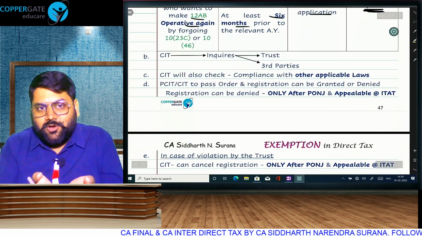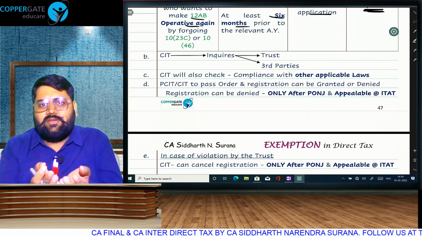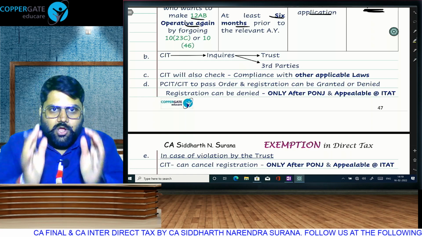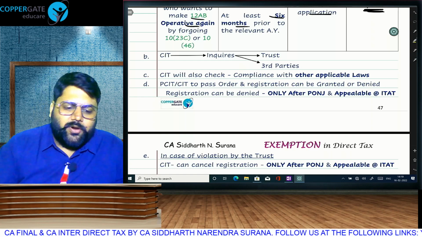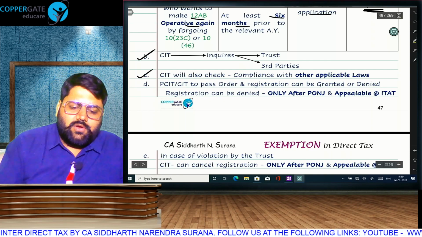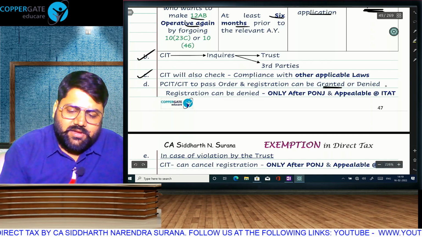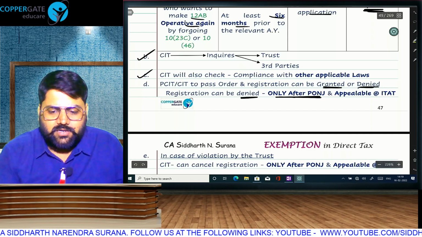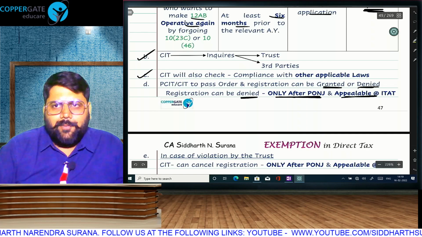This is the period of registration, validity period of registration, how you will apply, when you will apply, in how much time CIT will pass the order, all that is given here. Other points are same. CIT will make inquiries, he will also check compliance with other law, and finally he will decide whether granted or denied. Denied only by giving PONCH, means opportunity of being heard, and that denial is going to be appealable at ITAT.